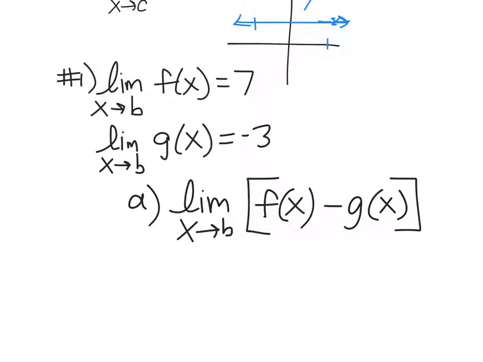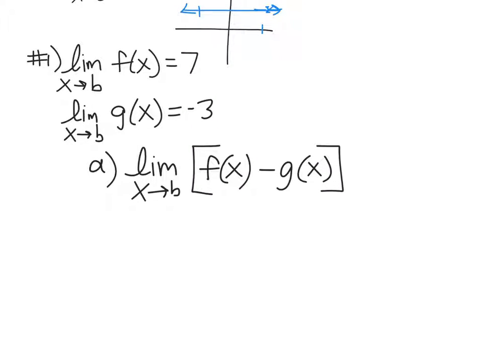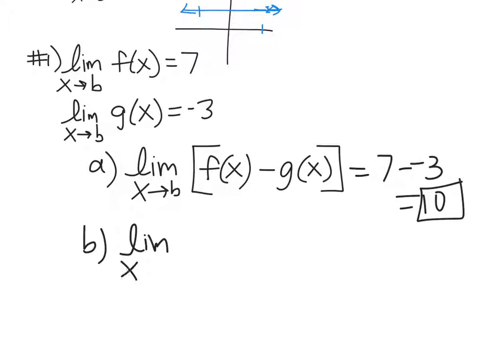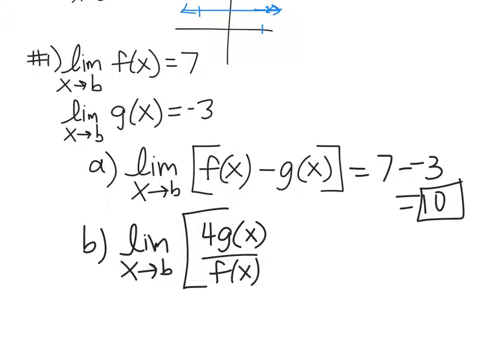Okay, and so then you're going to put your properties to work. We know that this property says that we take each limit separately and subtract them, right? Take the limit of f of x minus the limit of g of x, and what would you get? Perfect. 7 minus -3, the answer would be 10. Too easy, right? Okay, let's do a little harder one. How about the limit as x goes to b for 4 times g of x over f of x? Okay, you try this one by your little selves. Leave it in fraction form.